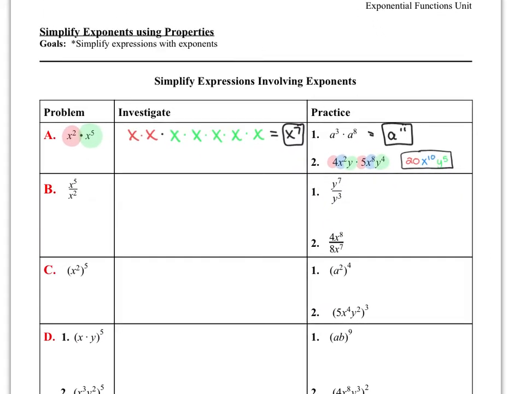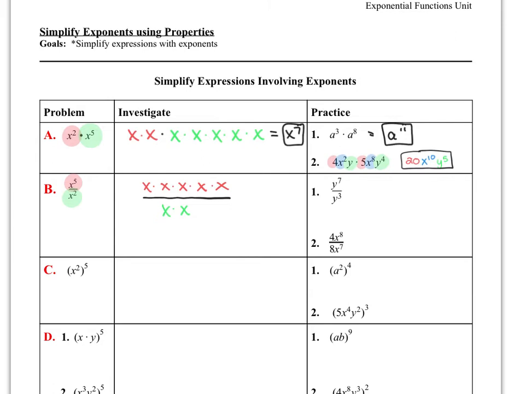In situation B, instead of multiplying, I'm now dividing. So I'm going to expand this out again. So for x to the 5th, I know that means to do x times itself 5 times. And that's the numerator of my fraction, and my denominator is x to the second, which means to do x times x. Now remember, when we're dividing, anything divided by itself is 1.